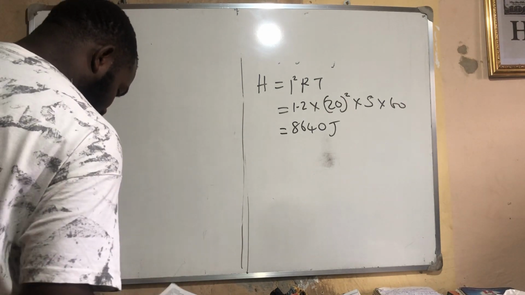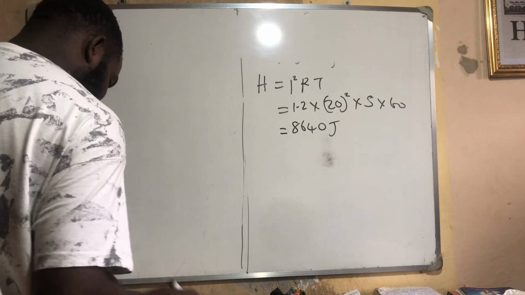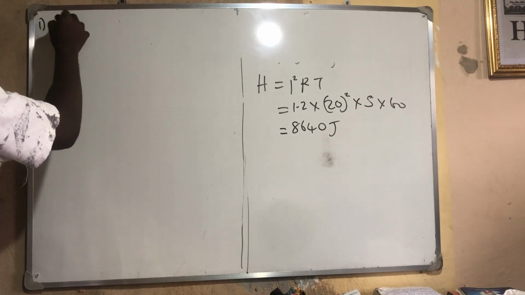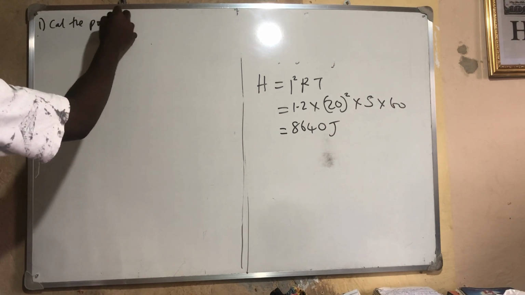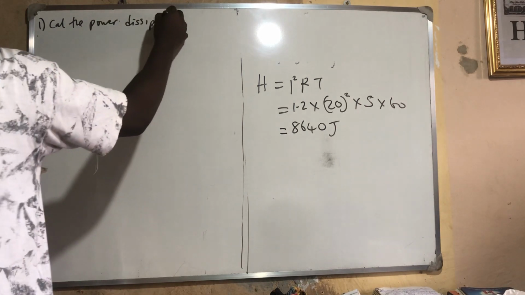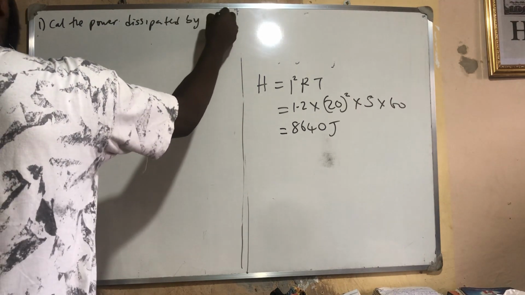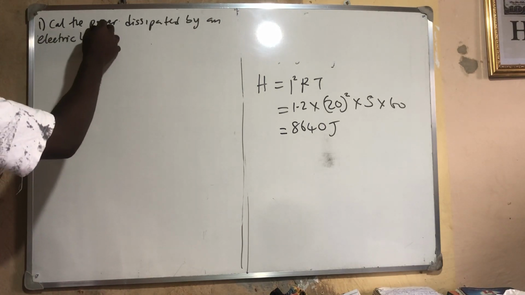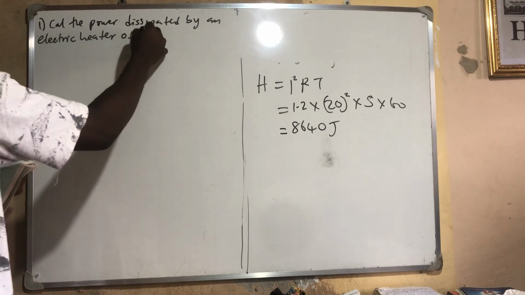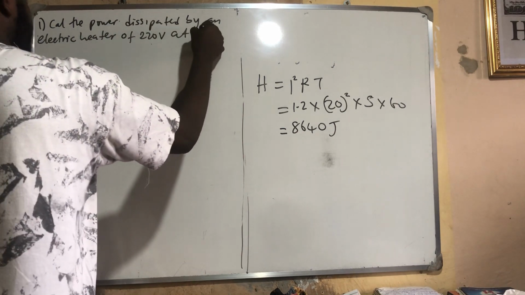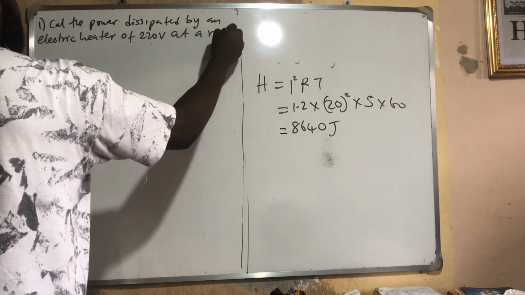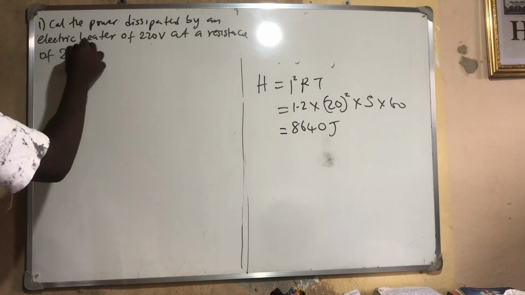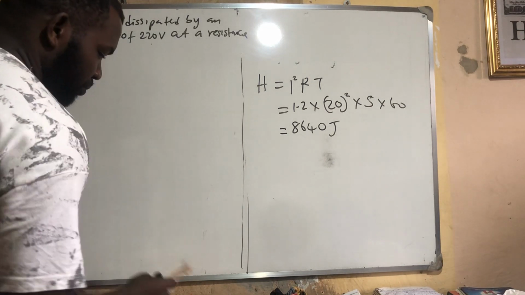So electrical power. We have already defined power. So let us solve some questions concerning power. The first question said we should calculate the power dissipated by an electric heater of 220 volts at a resistance of 20 ohms.